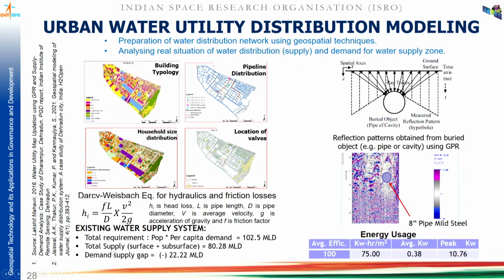Okay, and then using these inputs, the building typology from remote sensing, the pipeline distribution map from a GPR, and the location of wells and household distribution, we have tried to estimate what is the pressure or head loss in different areas. So it allows us to have a better planning of the infrastructure facilities, or we can analyze the real situation of water distribution, supply and demand for different water supply areas of different wards of a municipal area, right?